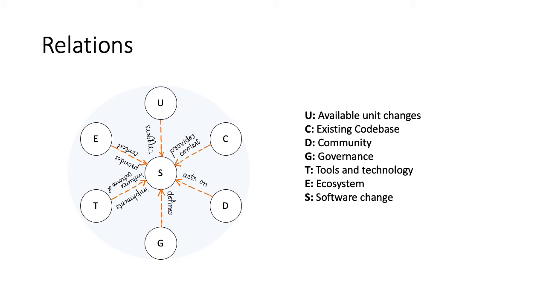And finally, we have some relations describing how these different entities interact with each other and how they influence the software change. While presenting all their interactions with each other is hard, in this particular slide, I'm describing how the 6 entities that we have identified influence software change. So going clockwise from the top, a unit change triggers a software change, which works in the context of the code base.